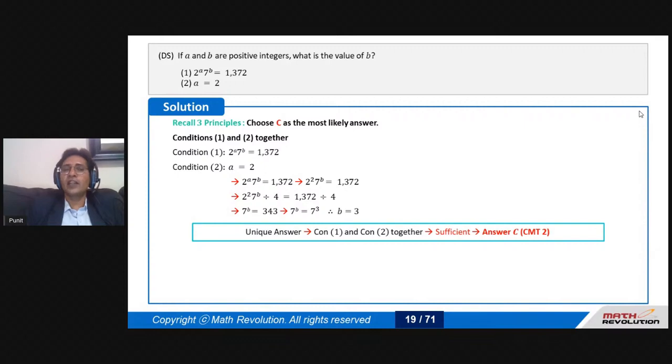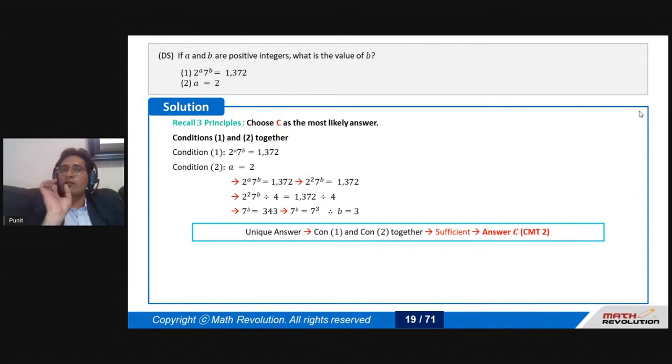how would I do it? I need at least one variable, right? So it's C, the particular plot, or the trap, has already been there in the question itself. 2 to the power a, 7 to the power b, 1372. There are two numbers, 2 and 7, raised to the powers a and b. You have to find the value of b, and they're already giving you a value of a in the second condition. So if I put that a equals 2 in the first, that is already solved.